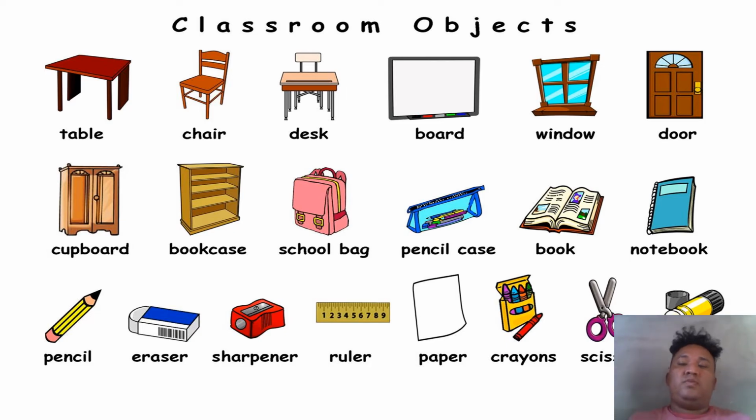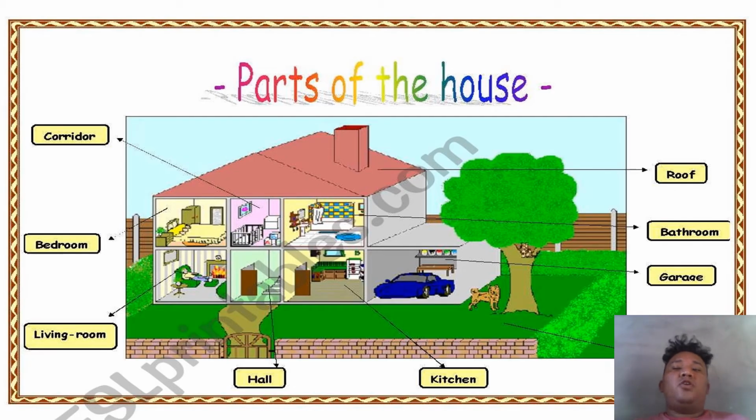Let's continue. As I told you before, also I have some parts of the house that you can use also with the verb to be. También tenemos las partes de la casa que igual podemos utilizarlo como complemento para usar el verbo to be. Por ejemplo, podemos decir hay una casa, en la casa hay un baño, una sala, una cocina, un comedor, un garaje, el patio, el techo.